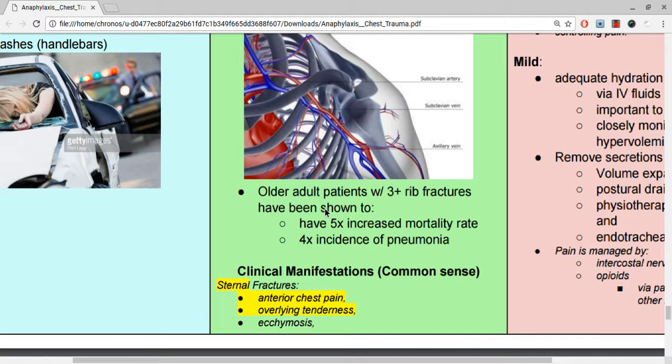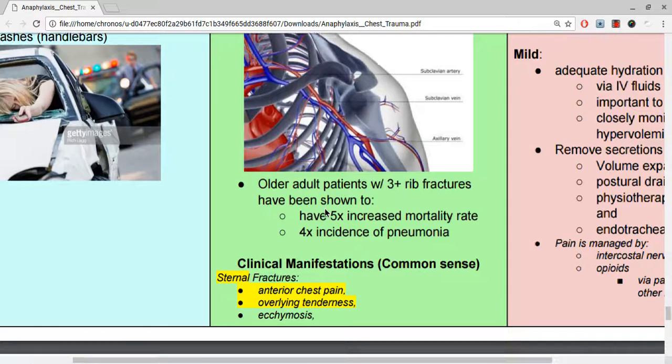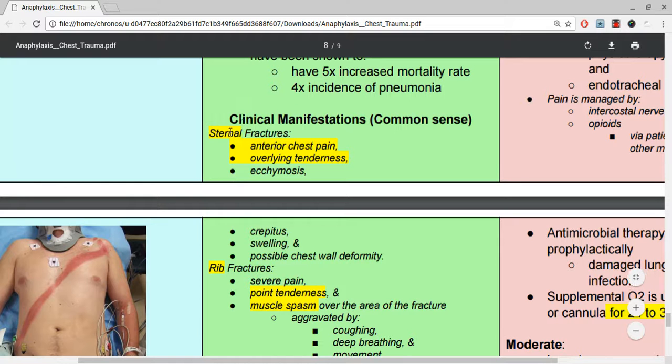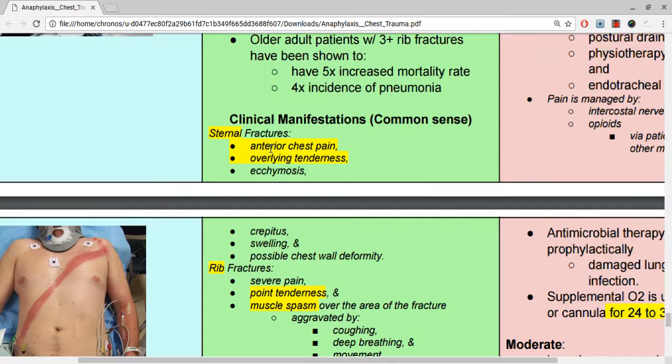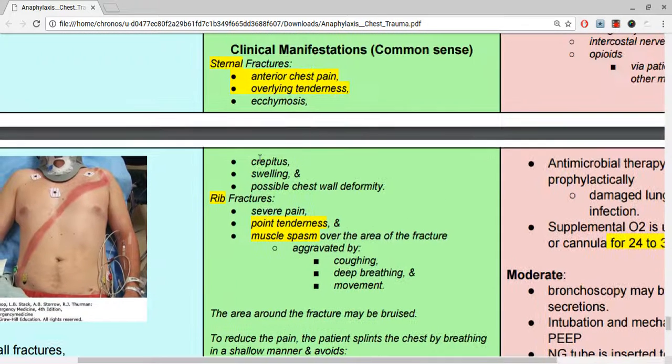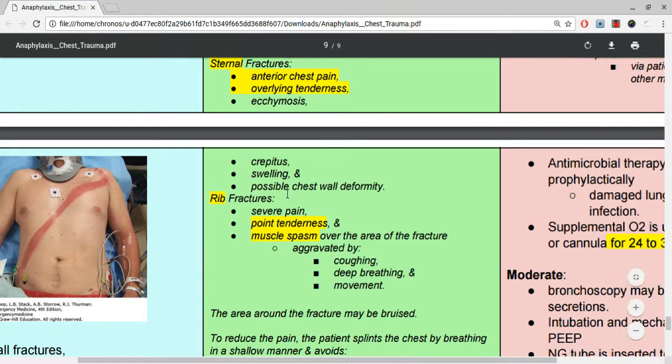Older adult patients with 3 or more rib fractures have been shown to have 5 times the increased mortality rate and 4 times the incidence of pneumonia. Clinical manifestations, common sense stuff. Basically, if they have a sternal fracture, the front of the chest is going to hurt and they're going to have overlying tenderness. And then all the other obvious signs and symptoms.